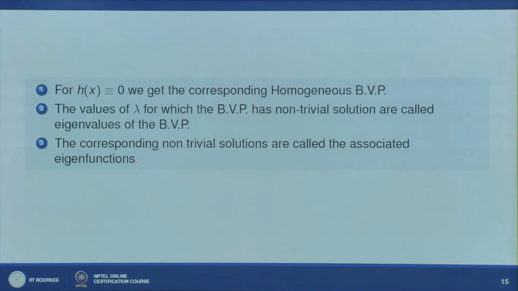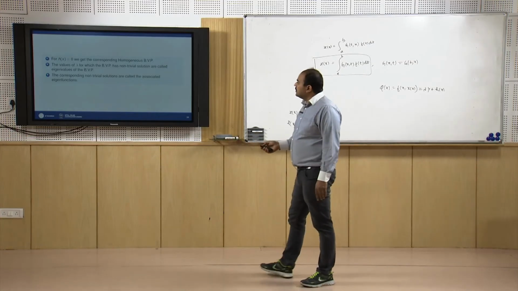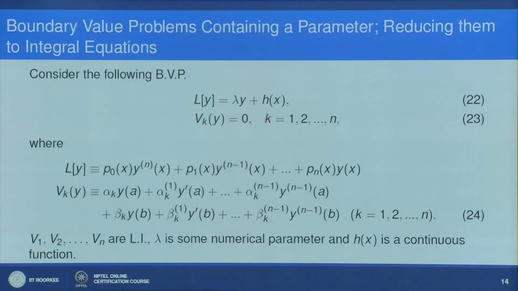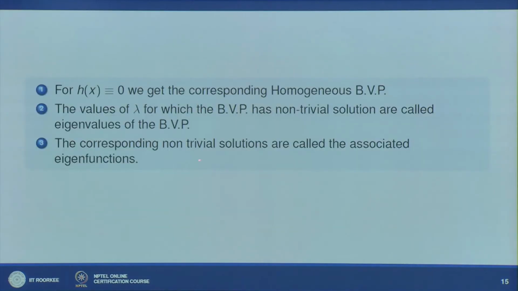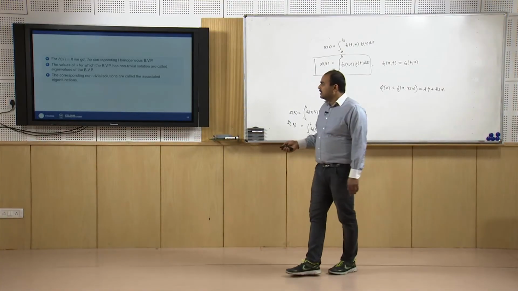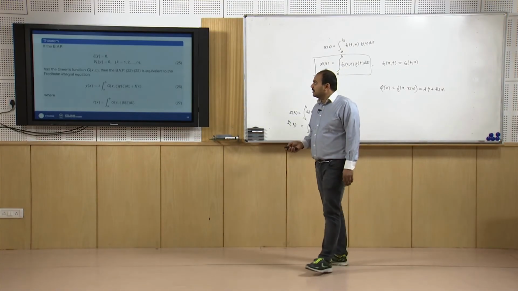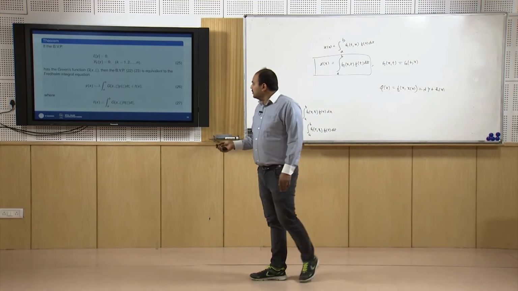So here if we take h(x) = 0, we have a homogeneous boundary value problem, and the values of λ for which we get a non-trivial, non-zero solution, we call those values of λ eigenvalues of the boundary value problem, and the corresponding non-trivial solutions we call the associated eigenfunctions.